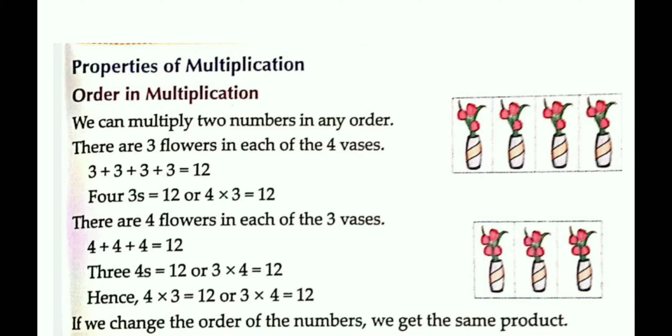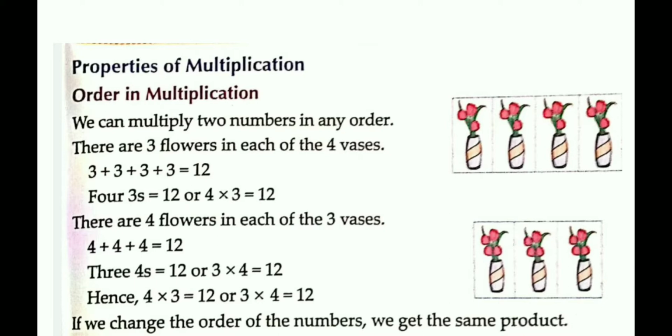All right, so let us continue with this chapter. Properties of multiplication. So let us see what are the properties when you do multiplication. All right. Order in multiplication. So the first one is the order, the way you write the numbers, okay, in multiplication. We can multiply two numbers in any order.